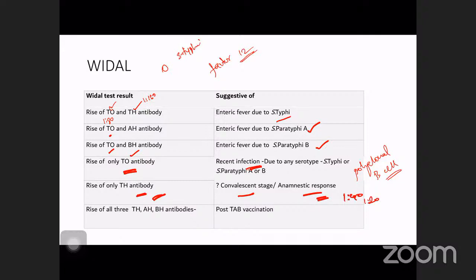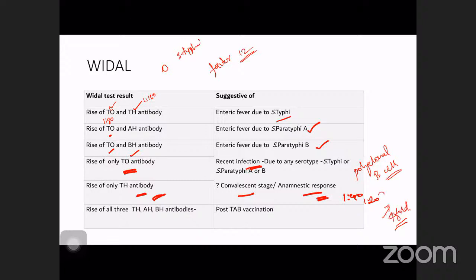So what can we do? How will you be able to rectify it? We can ask the patient to repeat the sample. Once the patient repeats the sample after 1 week, if there is a 4-fold increase in titer, we take it as a positive test and you will rule out the anamnestic response.